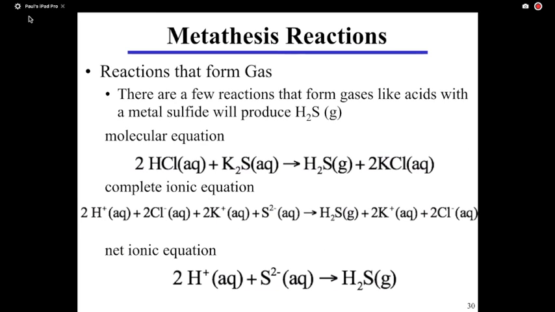To form a gas, there are a few reactions that form gases. Hydrochloric acid plus potassium sulfide creates hydrogen sulfide gas plus potassium chloride. If you take a look at the complete ionic, we can take out the spectator ions, and we show that 2 protons plus sulfide ion creates the hydrogen sulfide gas. Smells like rotten eggs. You know you're going to make that.